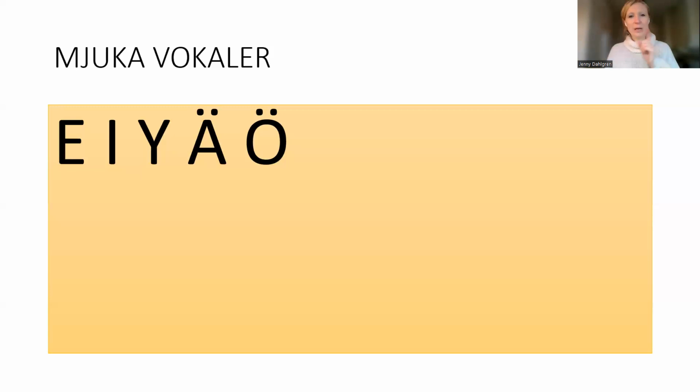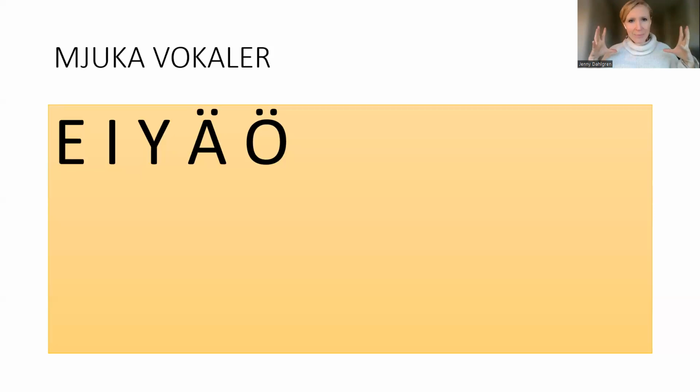And then we have Y, really hard, Y. As in the number fyra, number four, or ny, as in new. So jag har en ny jacka. I have a new jacket. Y. And we're going to talk about the difference between I and Y here.